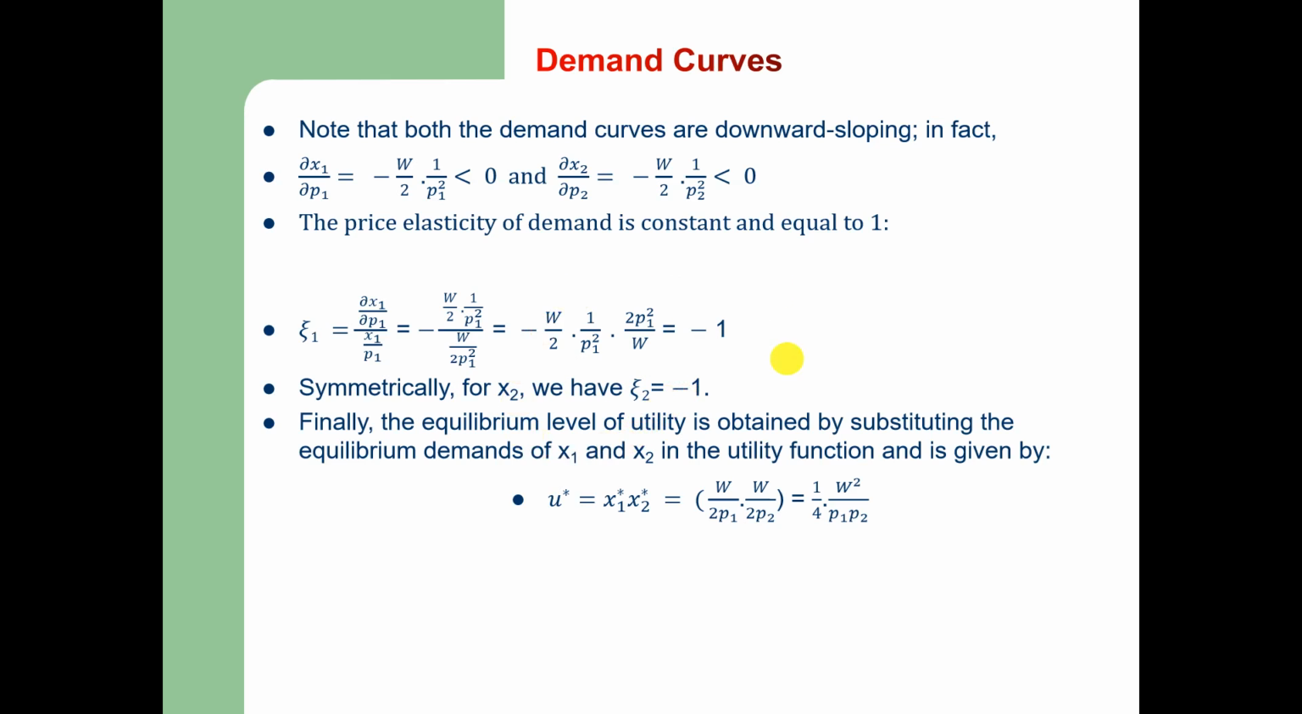And finally, by substituting the values of the Marshallian demand functions for x1 and x2, we get the maximum amount of utility that this consumer or agent can attain subject to the budget constraint that he faces, given the level of income and the given prices of the two goods. I hope this is informative and easy for you to understand.